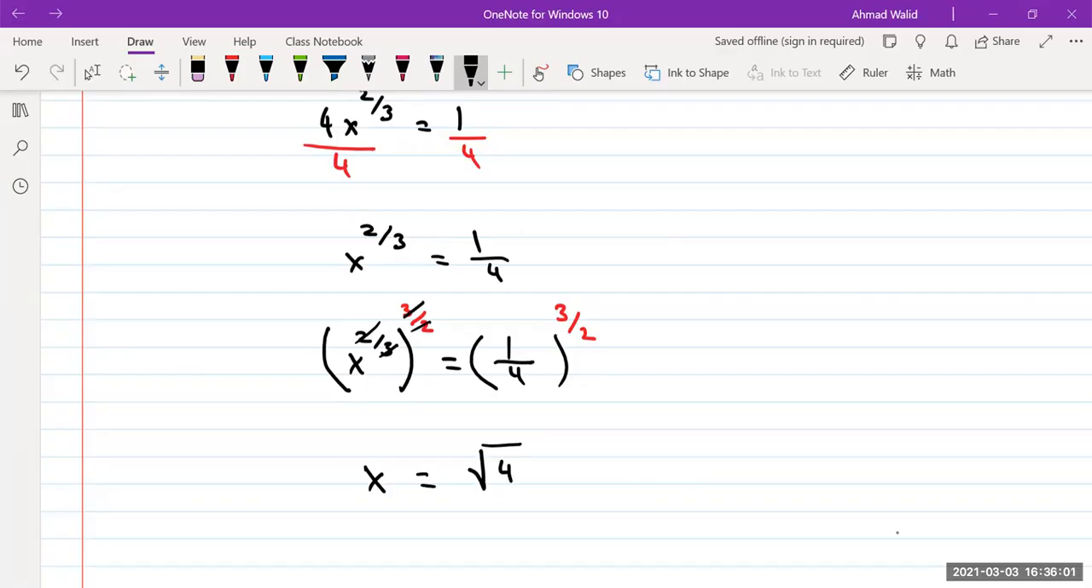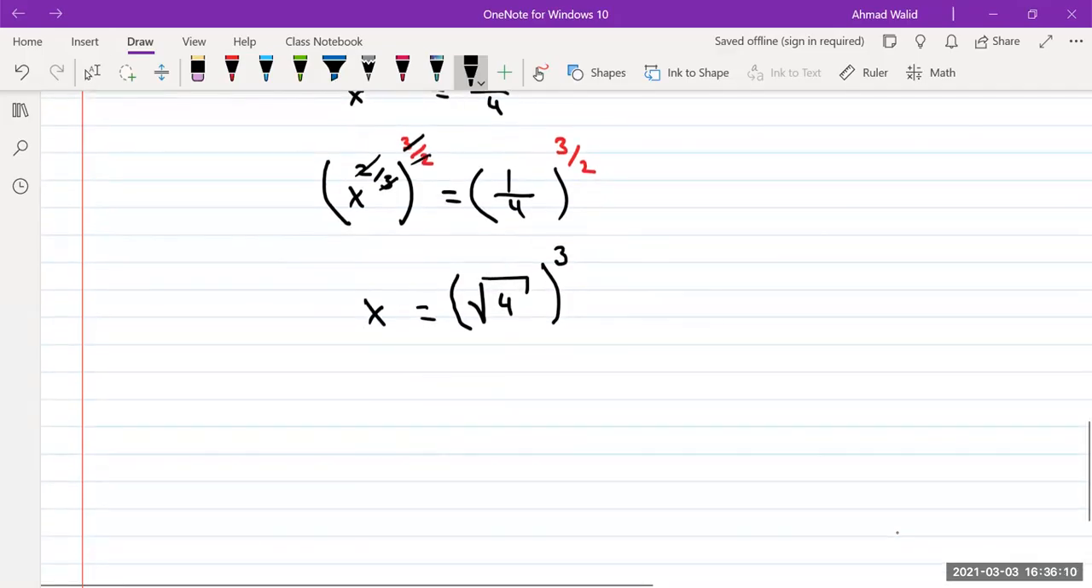You see, this time I'm putting the 3 outside because it's much easier this way, because I know what the square root of 4 is, correct? Then x equals square root of 4 is 2 to the power of 3, which gives you what? 8. Final answer, correct?